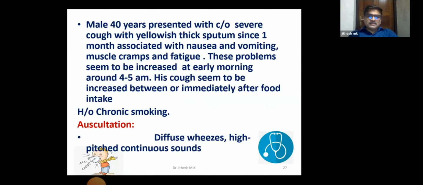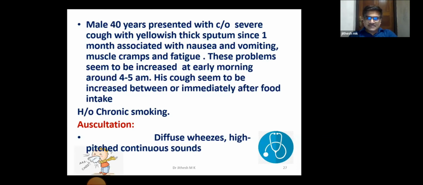Male, 40 years, presented with complaints of severe cough with yellowish thick sputum since 1 month, associated with nausea, vomiting, muscle cramps and fatigue. This problem seems to increase in the early morning around 4 to 5 a.m. His cough seemed to increase between or immediately after food intake. Had a history of chronic smoking. On auscultation, mainly diffuse wheezes. We can see severe wheezing with high-pitched continuous sounds. So what could be the diagnosis?